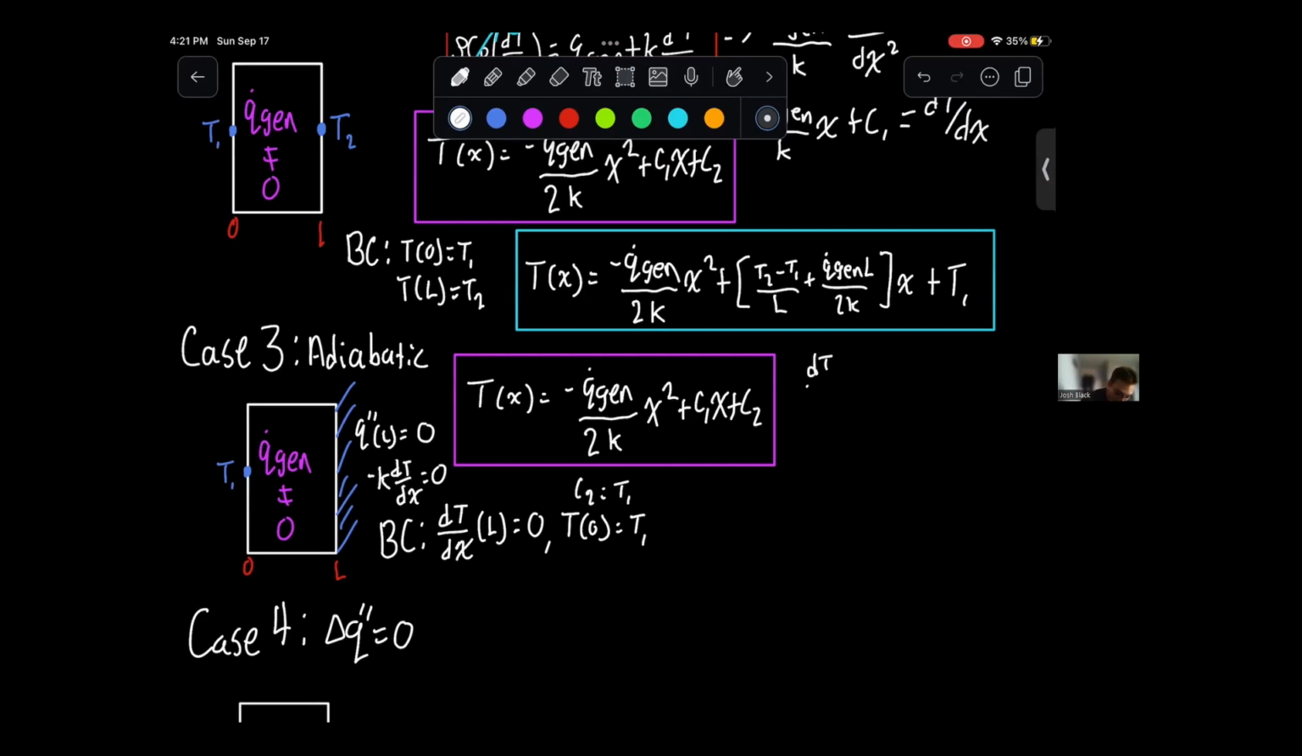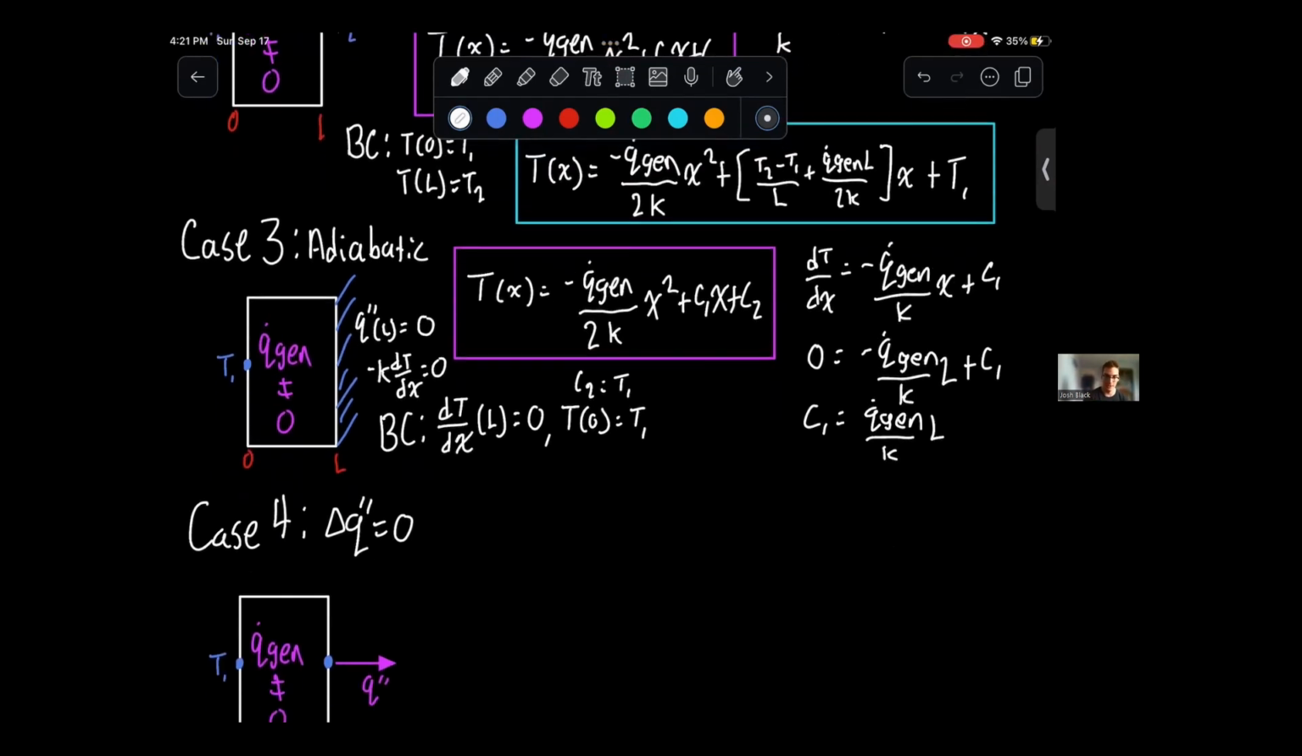So the first thing we have to do is find dT by dx. How do we do that? We just take derivatives. The derivative of negative Q dot gen over 2K times x squared is negative Q dot gen over K times x. The derivative of C1 x is just C1. Now we plug in L. We get negative Q dot gen over K times L plus C1 is equal to 0. So C1 is just Q dot gen over K times L. Finally, for this equation, T of x is equal to negative Q dot gen over 2K times x squared, plus Q dot gen over K times L times x, plus T1.